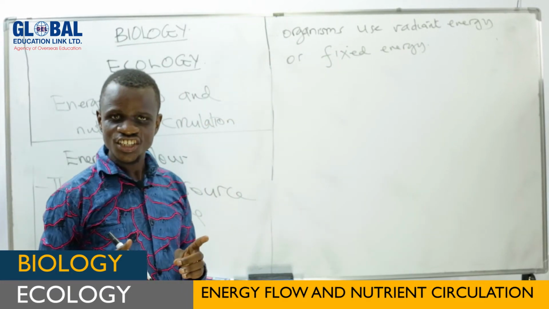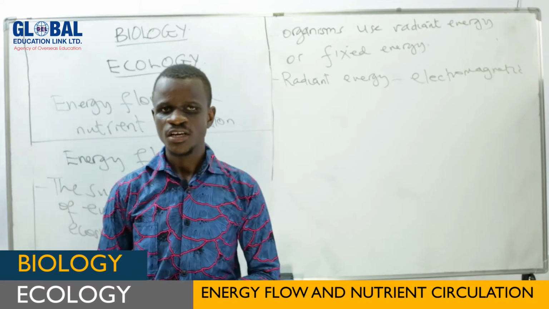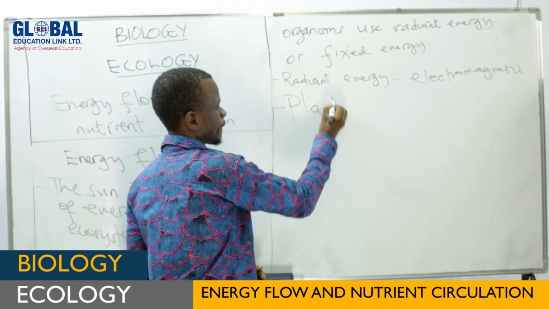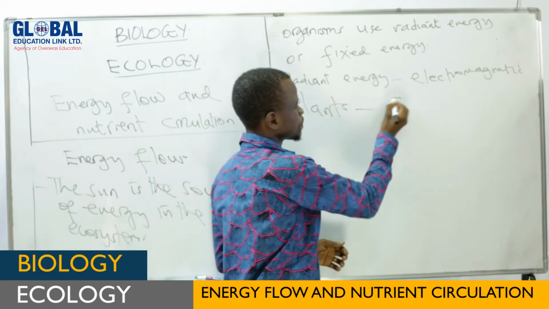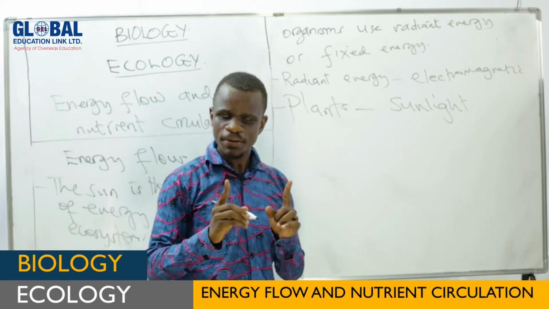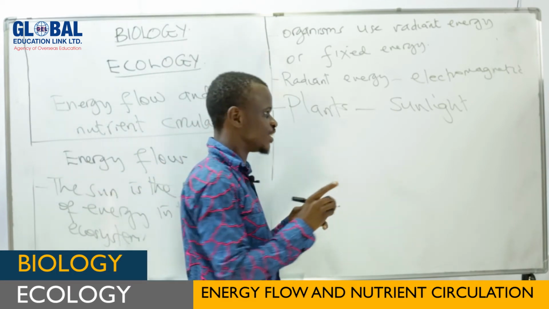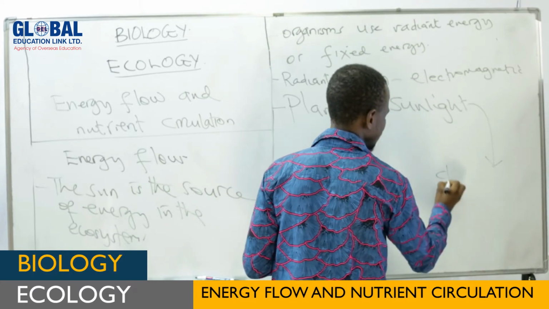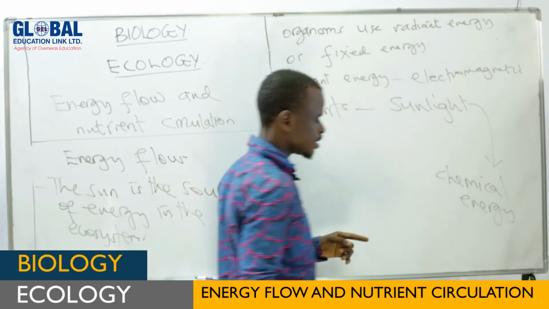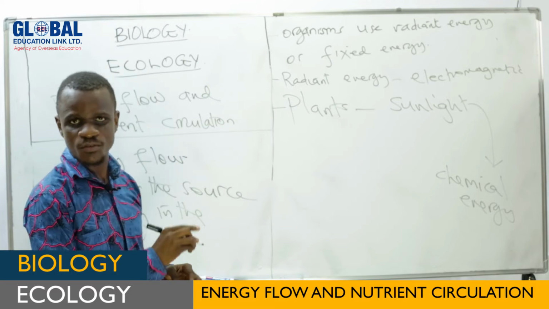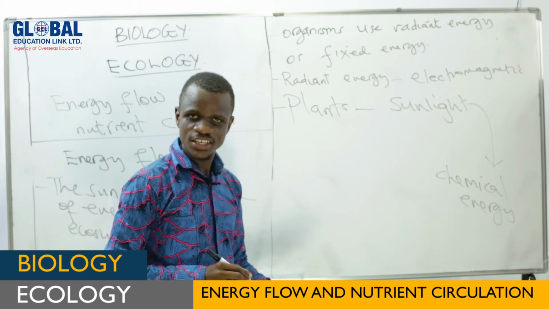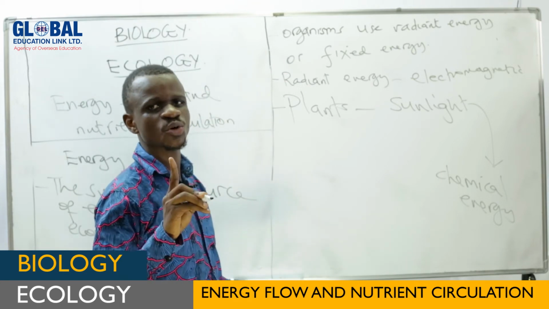Radiant energy is obtained from the sun. Therefore, plants will trap sunlight. Then, a plant will convert this sunlight to chemical energy. Therefore, this will be converted to chemical energy, where now this energy will be transferred to another trophic level. That is now a fixed energy. A fixed energy is a chemical potential energy.